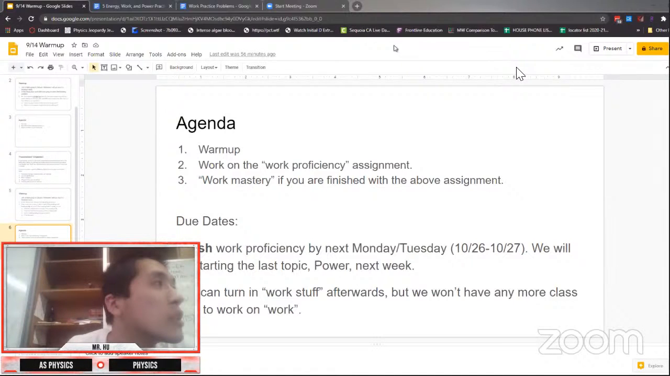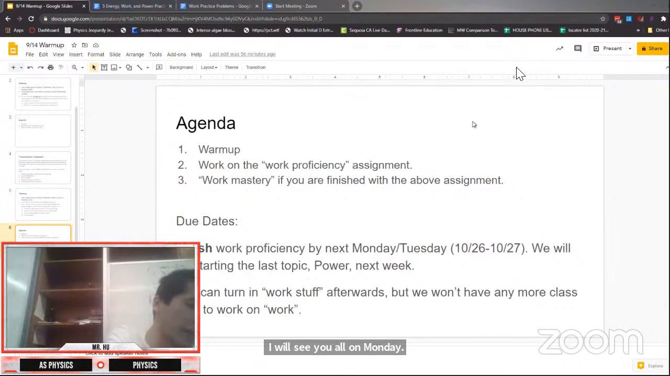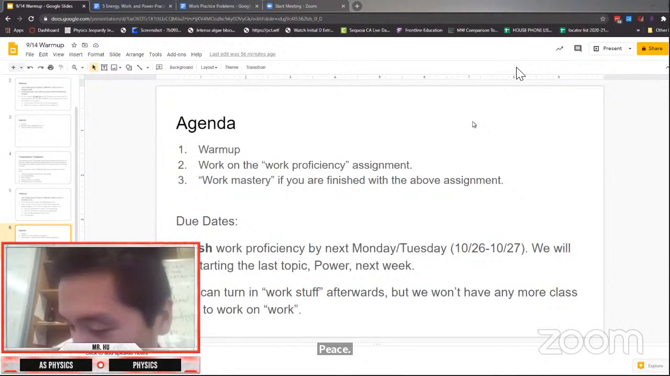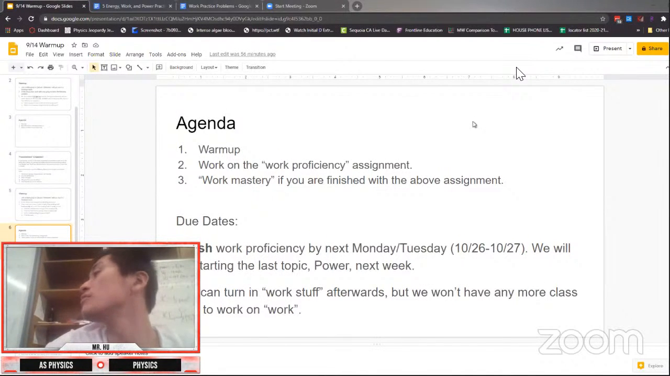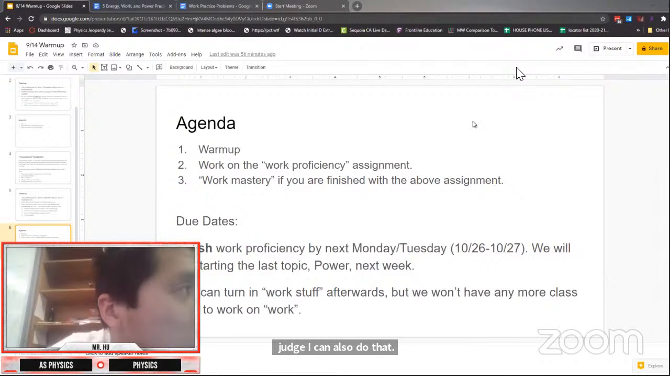Mr. Wu, office hours start at 2:40? Yes, but if you want to come earlier, Jojo, I can also open up office hours earlier. So they start at 2:40 officially, but if you want to come earlier, I can also open up office hours earlier too. All right. I just wanted to work on some assignments, only like two, really.